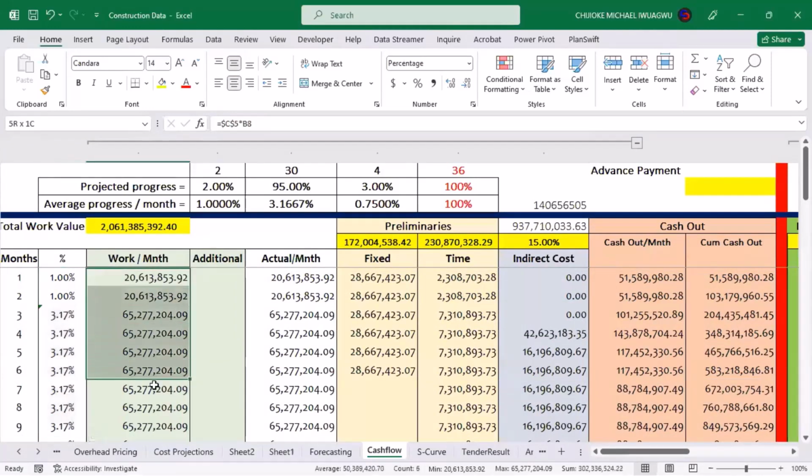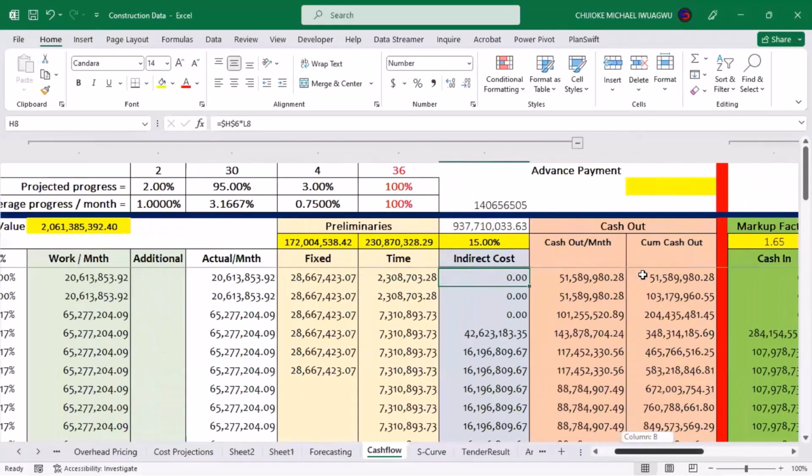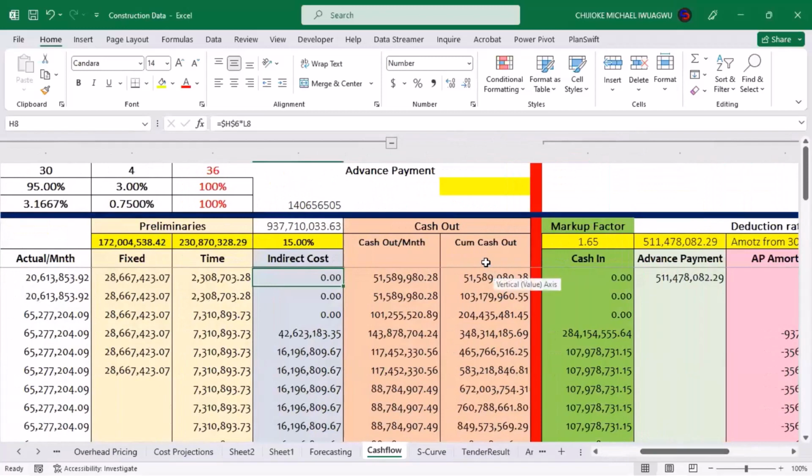Then this is the actual cost of the work that we'll be doing based on the net projected cost of our work. Then we are now adding our preliminaries. And then we are adding all the fixed time preliminaries. And then we included all the indirect costs that we have to pay out. Then the next column now is what you call your actual cash outs. The actual money that will be going out from you as the contractor.